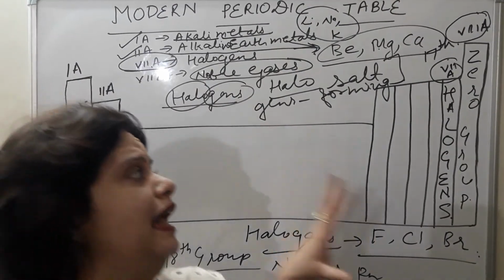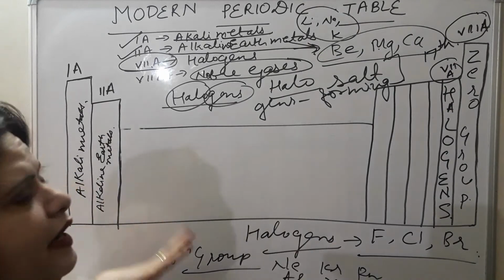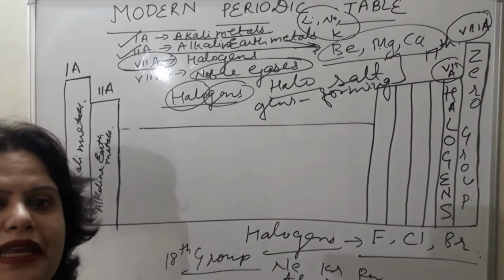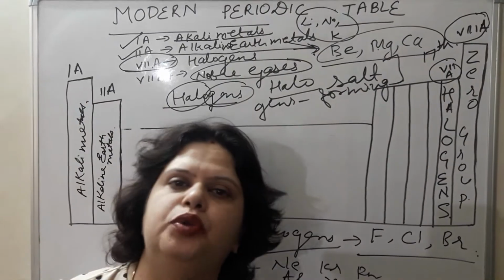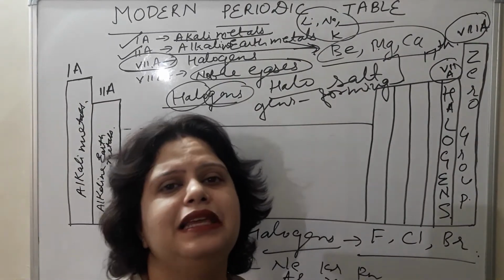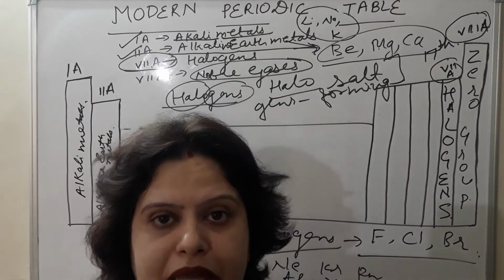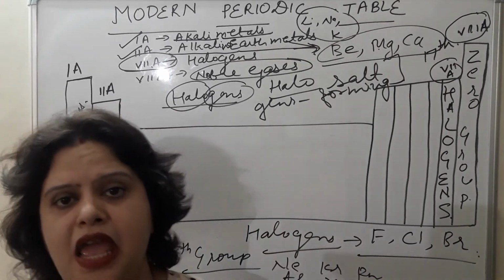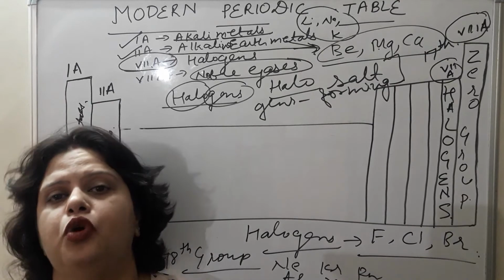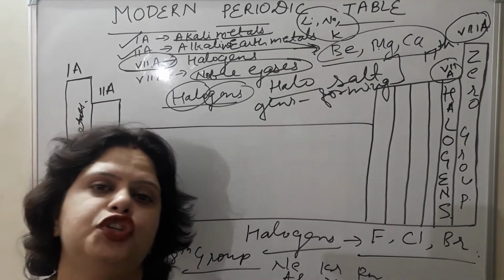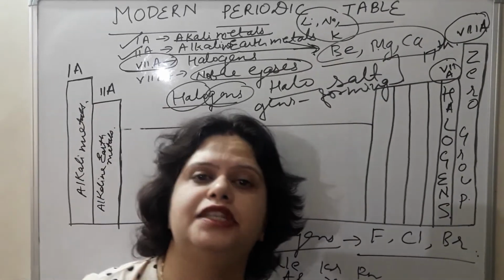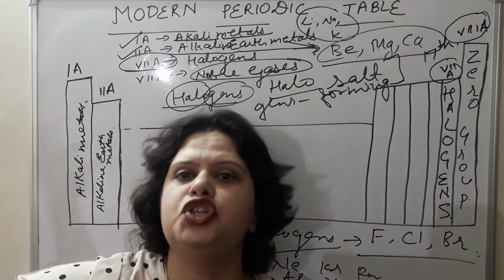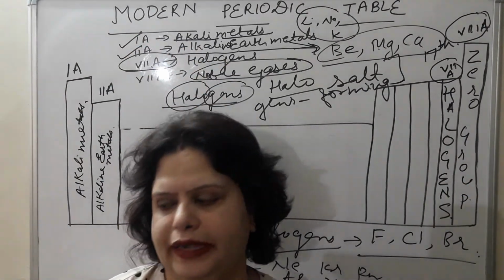So these are the names of some specific groups in the modern periodic table. Now if we talk about periods, no specific names were given to the periods. Only one thing is there: which one is the shortest period. So the first period is the shortest period of the periodic table. Why is the first period of the modern periodic table considered the shortest period? Because it consists of only two elements, hydrogen and helium. So this is the shortest period of the modern periodic table.